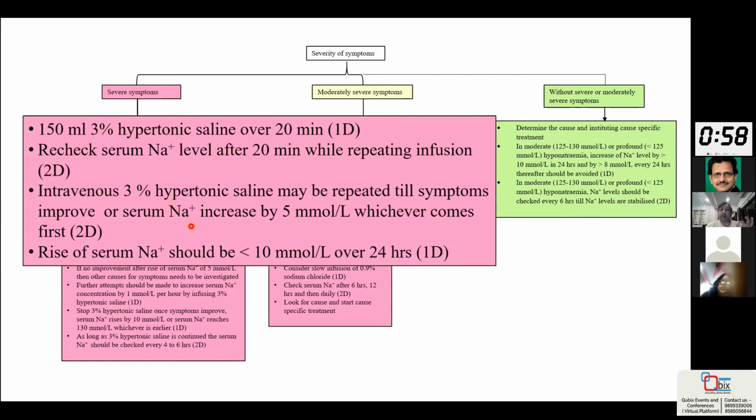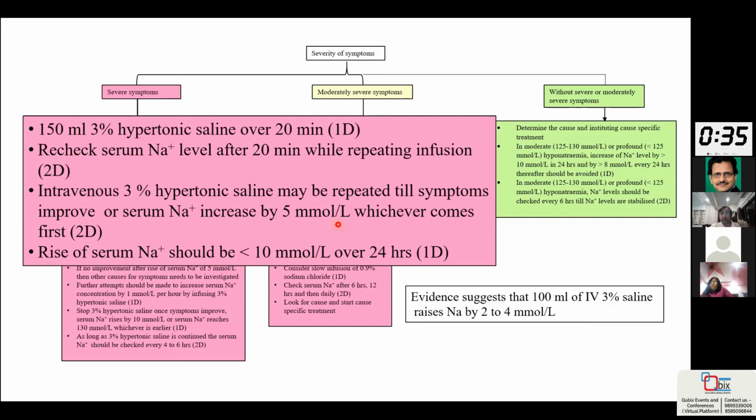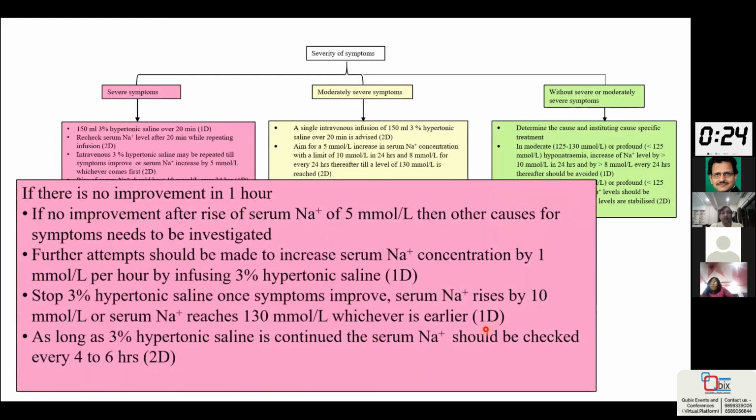So this may be repeated until symptoms improve or sodium increases by 5 millimoles. What the guidelines are saying is that if anybody has got severe symptoms, if the sodium comes up by 5 millimoles, that should correct the symptoms of severity. By 10 millimoles, definitely correct. If it's not corrected, if you increase by 10, then you have to look for other causes. So evidence suggests that 100 ml of IV 3% saline, if you give over 20 minutes, it will raise sodium by 2 to 4 millimoles. We know that we should not raise it by more than 10 millimoles. If there is no improvement after rise of 5 millimoles, look for other causes.